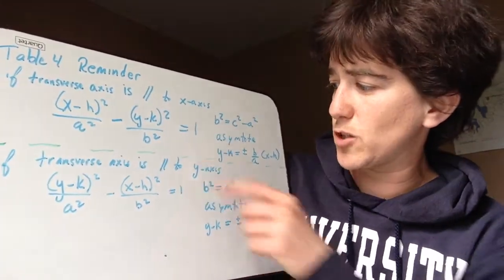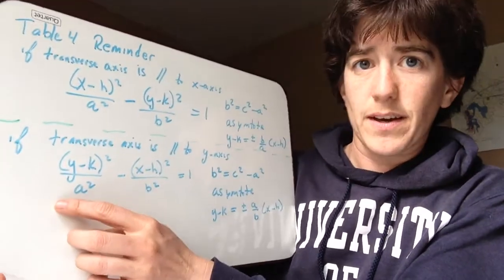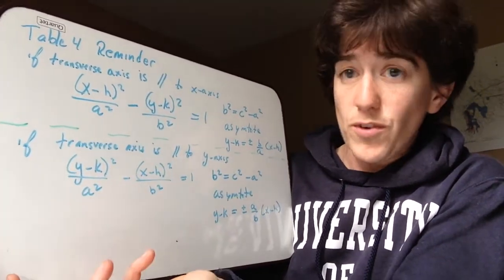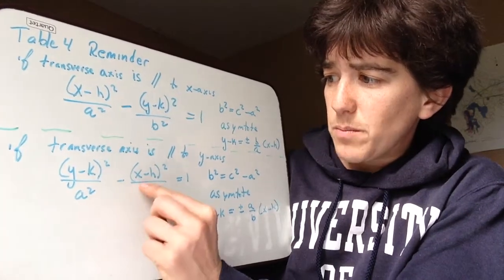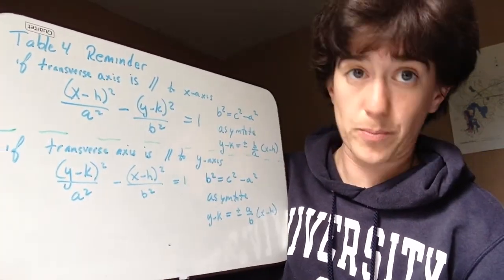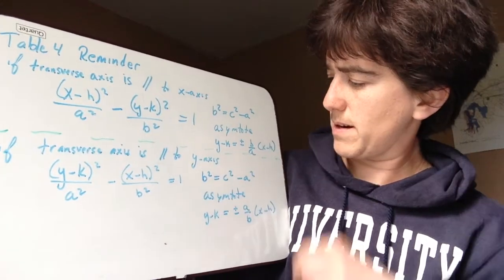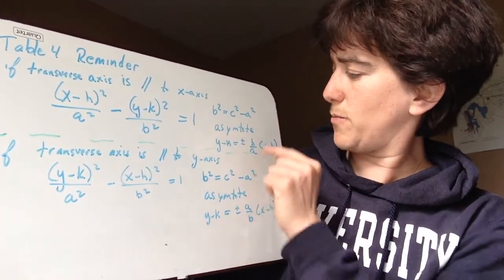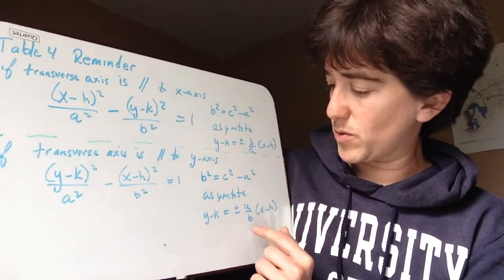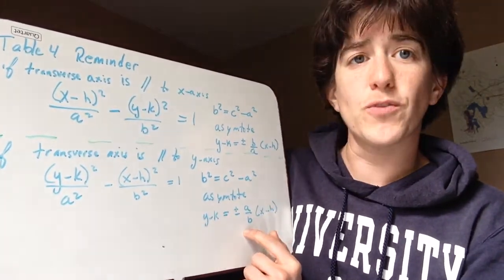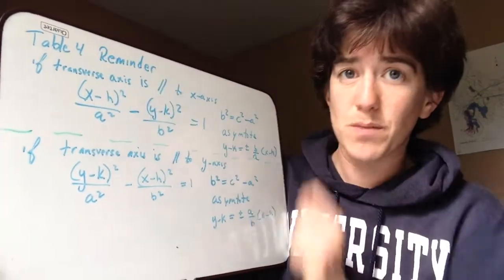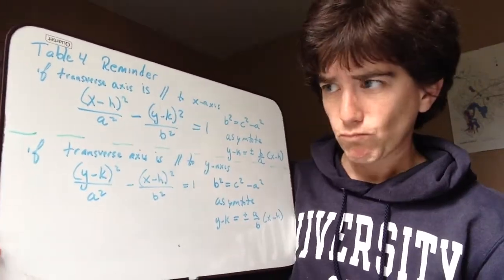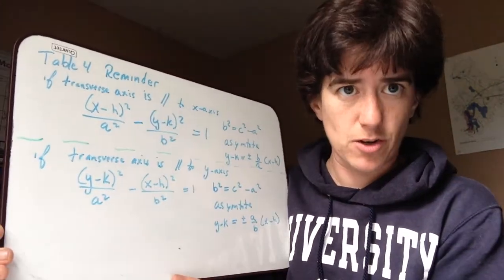If my transverse axis is parallel to my y-axis, notice I have a variation here. Now I have y minus k squared comes first over a squared, minus x minus h squared over b squared equals 1. Notice with my asymptote now, instead of being b over a, my asymptote is now found as a over b. This can be found on table 4 if you need a reminder. Okay, base information that we're going to make use of.